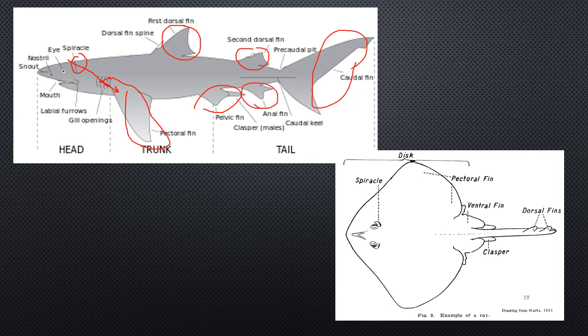So let's talk first about this pelvic fin because it's unique in males. In males, it's modified as a copulatory organ. Class Chondrichthyes does have internal fertilization. So when we do a dissection of the dogfish shark, you'll be able to tell the males specifically because they have these copulatory organs, or these claspers. Okay, but let's talk about the rest of these fins and what they're used for.